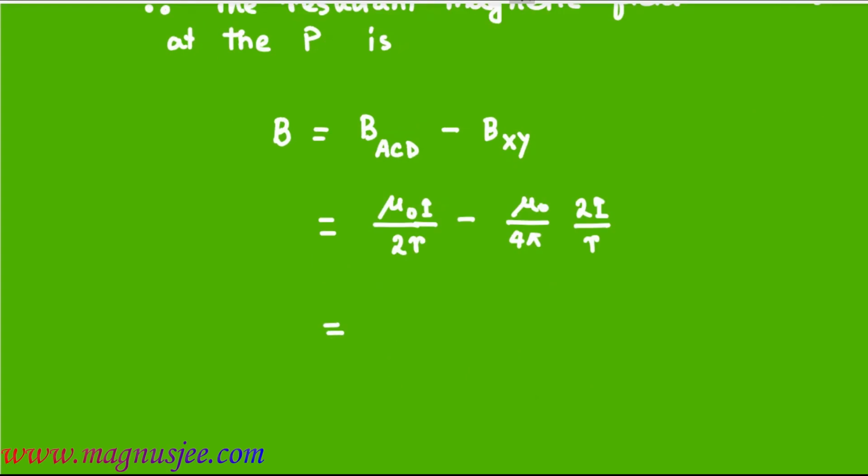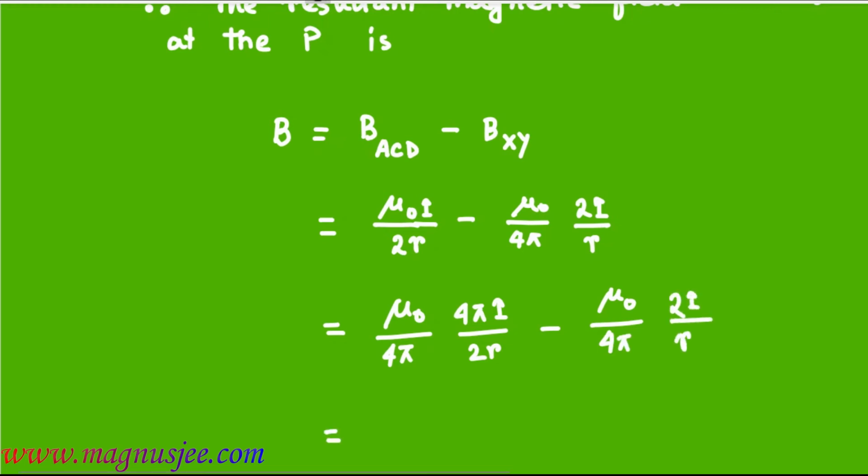Now we can make some adjustment to the first term, that is dividing this term by 4 pi and multiplying the same term by 4 pi. Mu 0 by 4 pi, 4 pi I divided by 2r minus mu 0 by 4 pi 2I by r. Now mu 0 by 4 pi and 2I by r is taken common.